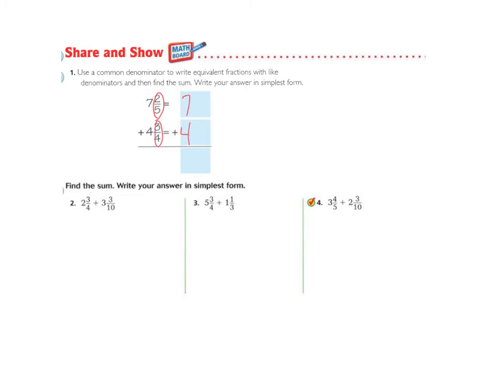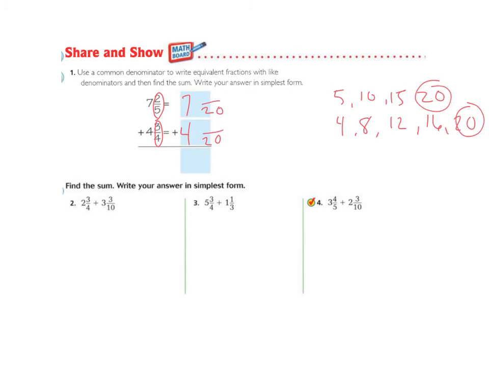Well, 5 and 4, a number that they have in common is 20, right? If I were to lay out all my multiples, I could say 5, 10, 15, 20. Let's do my other multiples. 4, 8, 12, 16, and 20. And so they have 20 in common, just like we did in the last lesson.